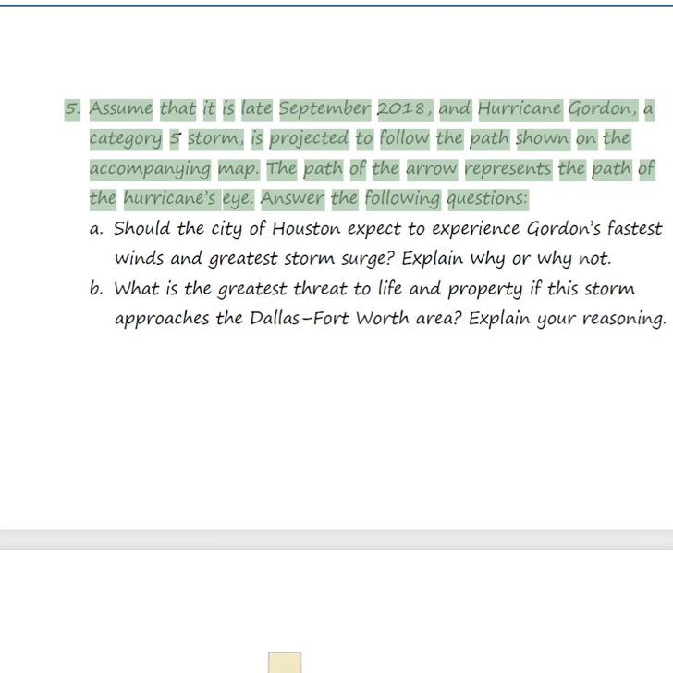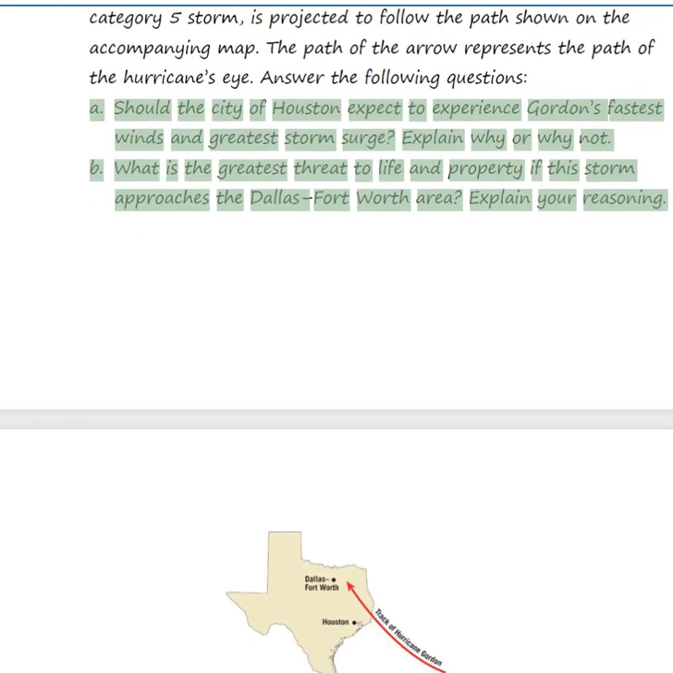5. Assume that it is late September 2018, and Hurricane Gordon, a Category 5 storm, is projected to follow the path shown on the accompanying map. The path of the arrow represents the path of the hurricane's eye. Answer the following questions. A. Should the city of Houston expect to experience Gordon's fastest winds and greatest storm surge? Explain why or why not.